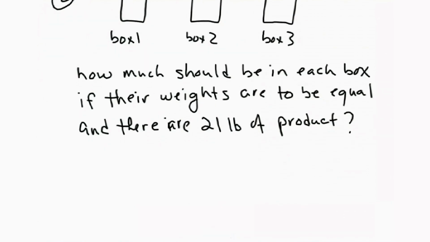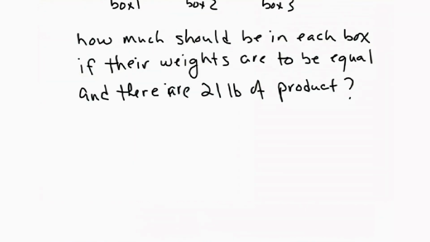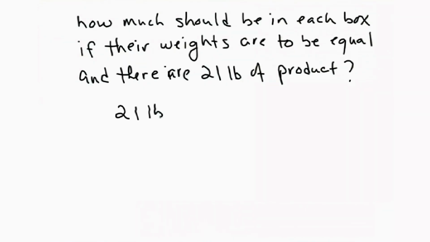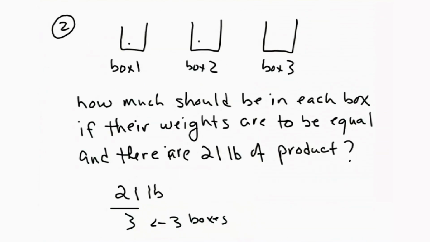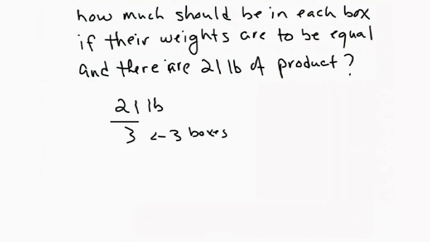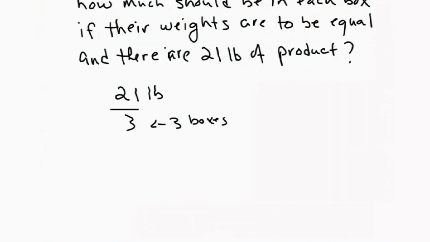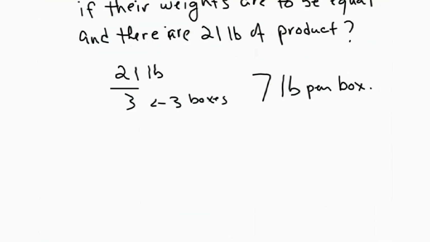Well, we know that they're all the same, right? And so can you see here that we have 21 pounds total? And we now have to divide by 3 boxes. Because if we take the total weight and we divide by the number of boxes that we have, then we will get the amount in each box. So if we have 21 pounds and we divide by 3 boxes, then that would give us 7 pounds per box. And that is really an average here.